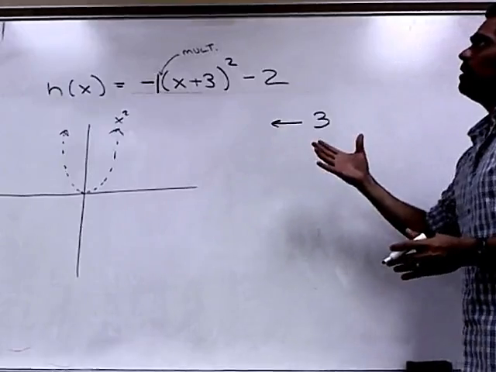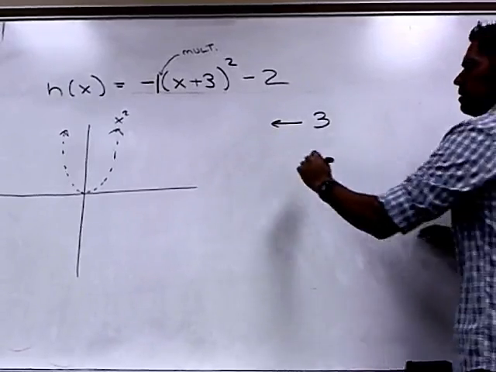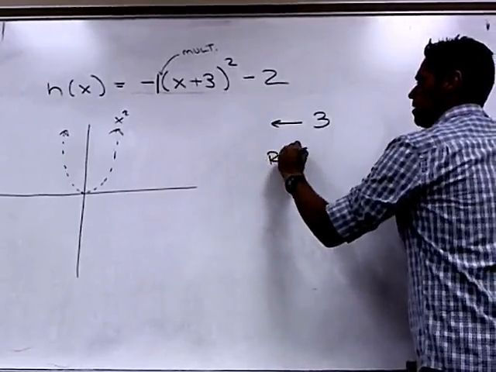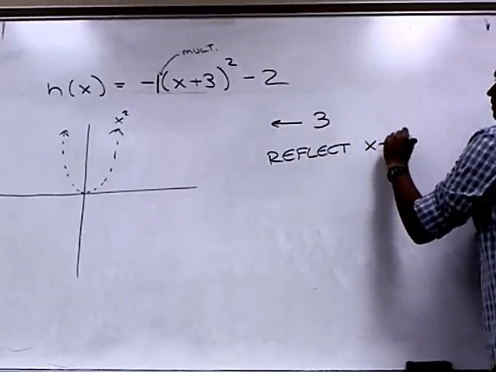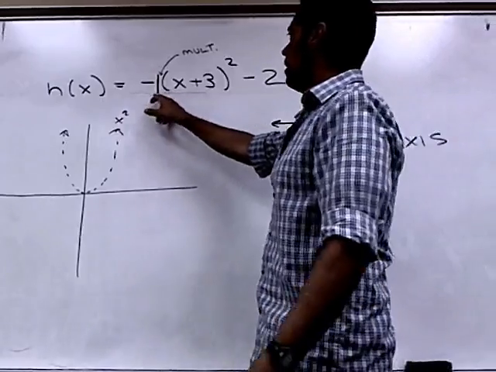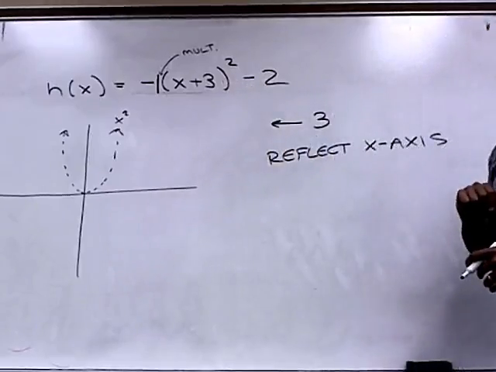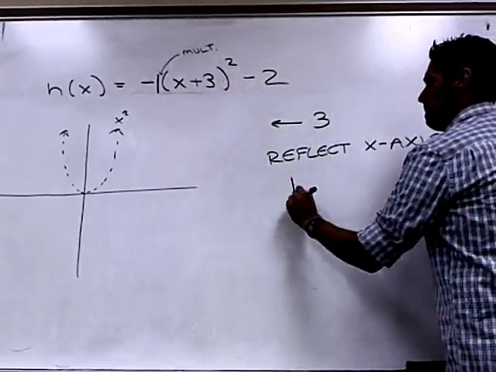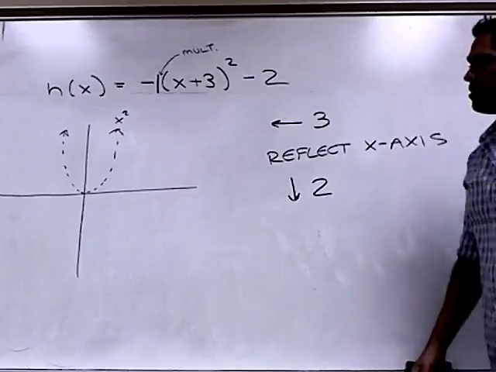What does negative in front of the function do? Reflects it over which axis? X-axis. Reflect x-axis. Okay, so that's from the -1. And then now we move outside of all this and go down to. All right, so those are the transformations. So let's go ahead and do those.